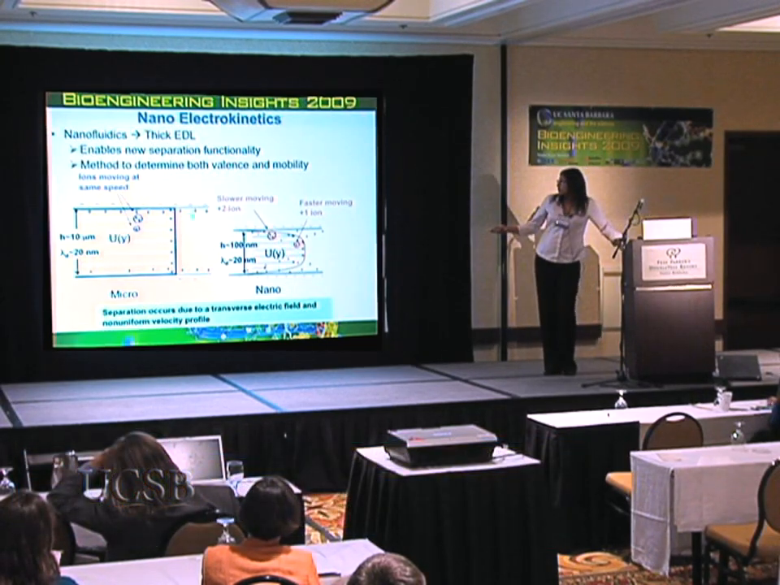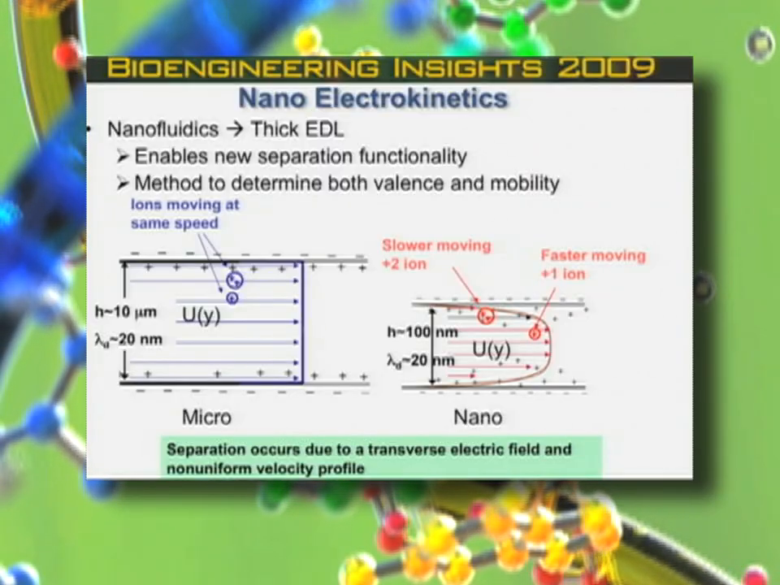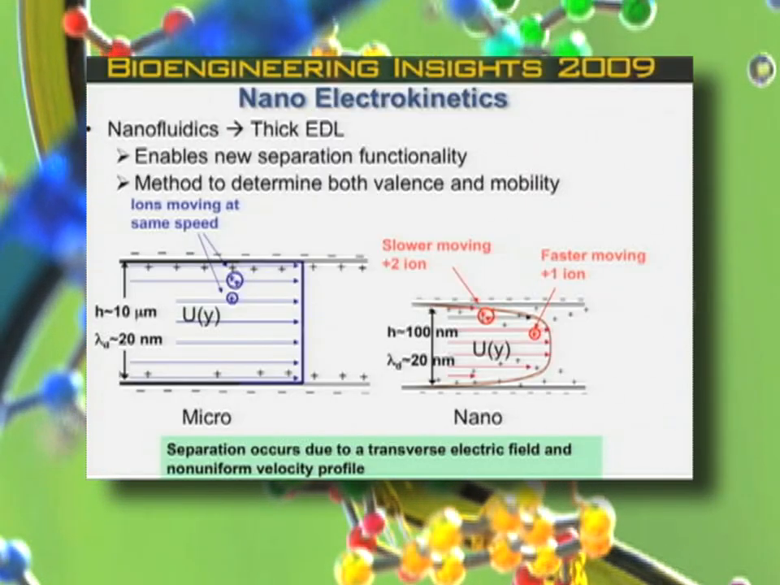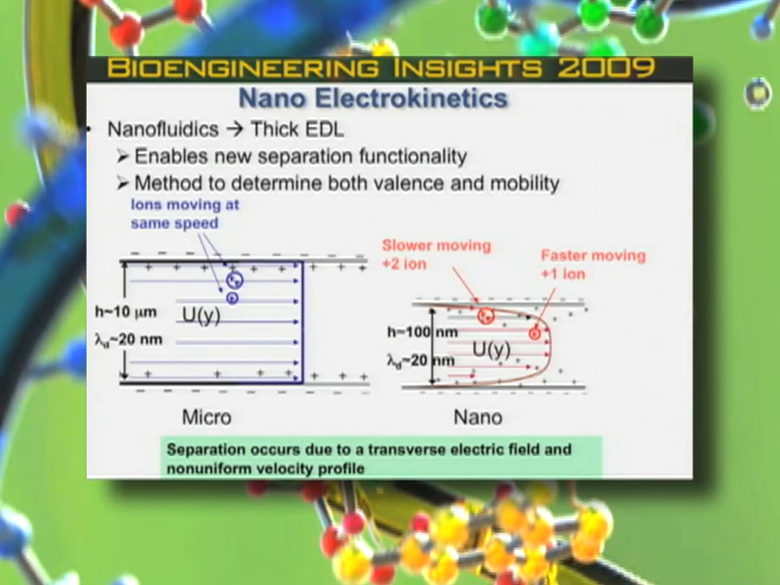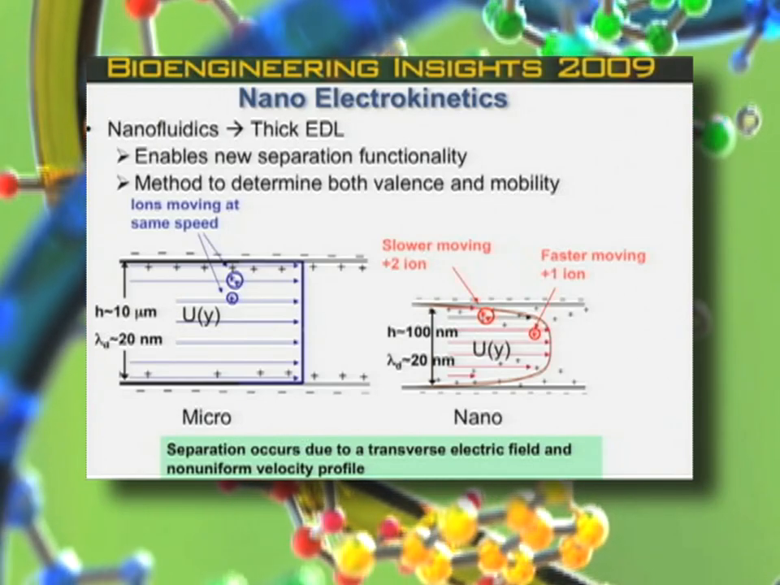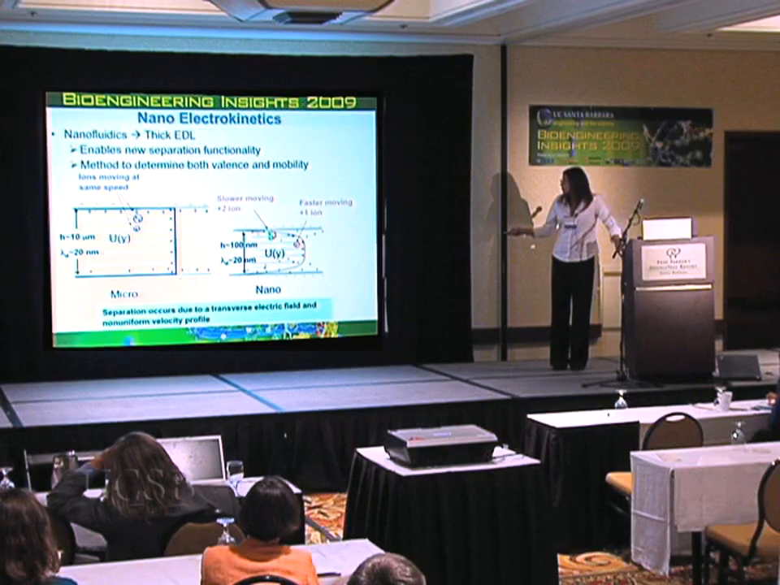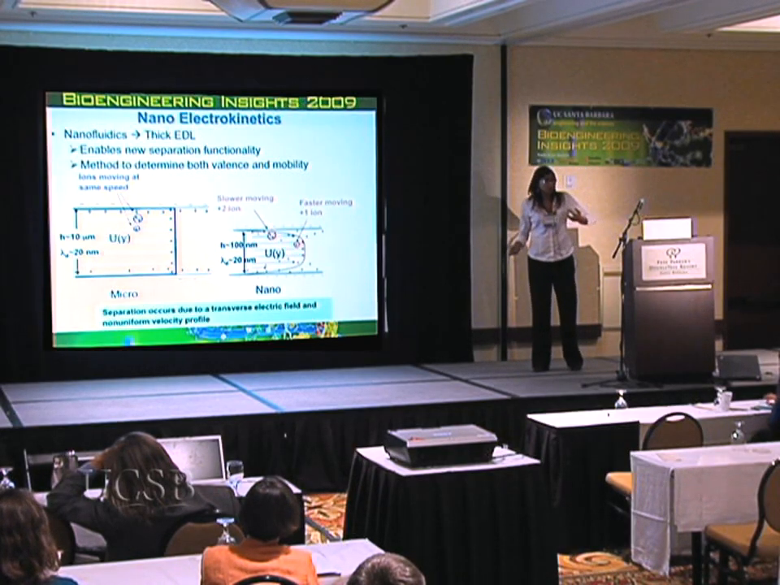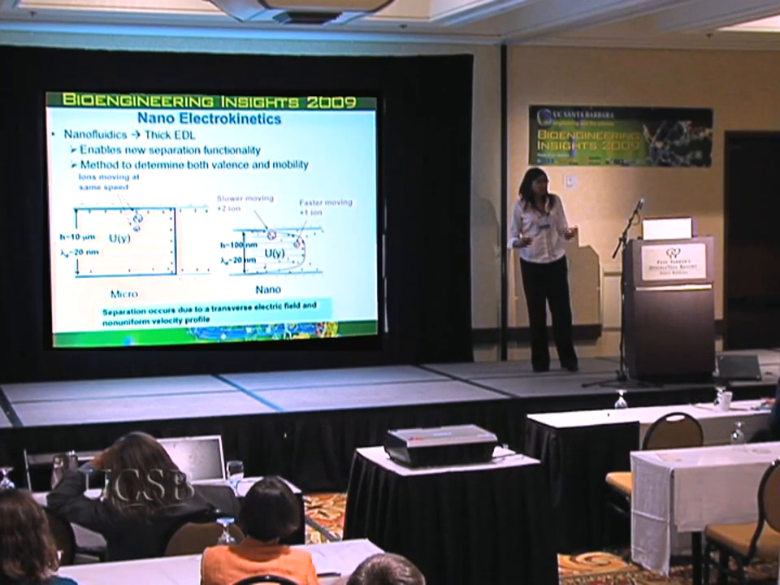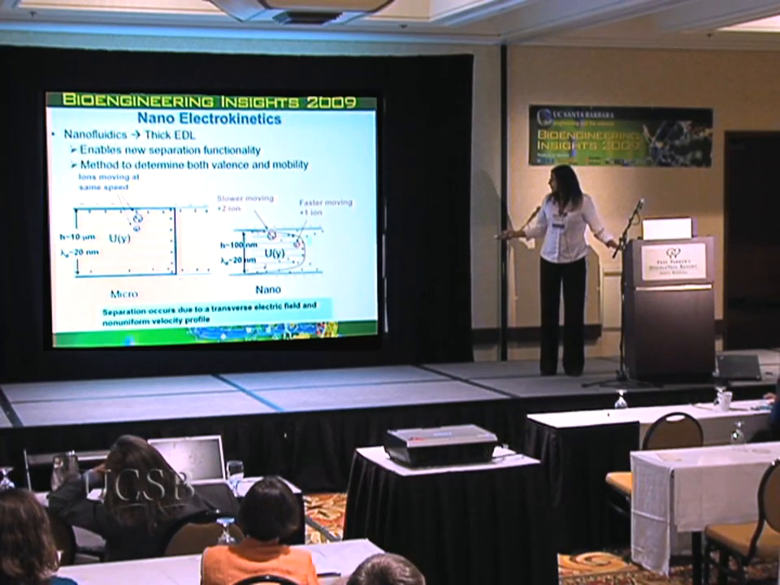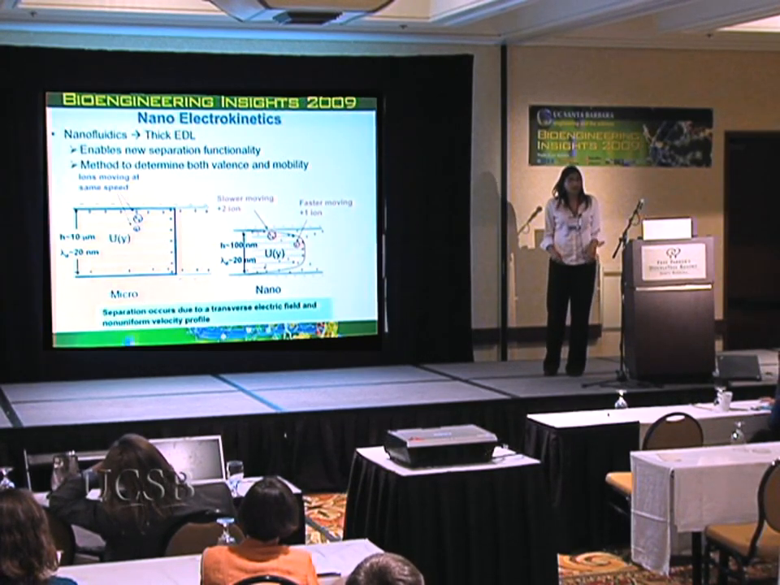Well, in a microchannel, you have a very thin electric double layer. Say I happen to have two ions moving at the same exact speed. They have the same electrophoretic mobility. They won't separate from each other in a microchannel. But in a nanochannel, all of a sudden, your channel's filled with charge. And your positive ion is going to be attracted more towards the wall than the negative ion. The fact that you have charge everywhere also makes for a non-uniform velocity distribution. You solve the Navier-Stokes equation with this added body force term, and you get a non-uniform velocity distribution.